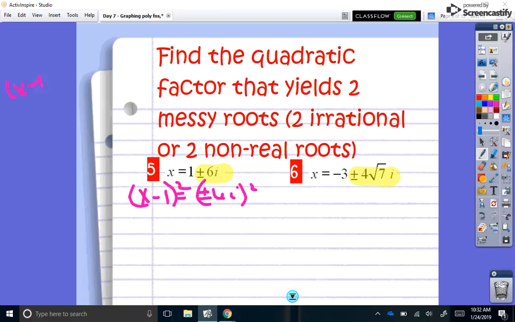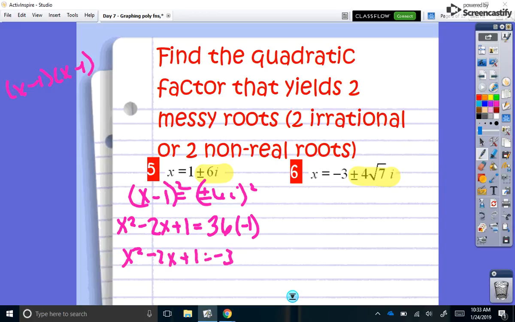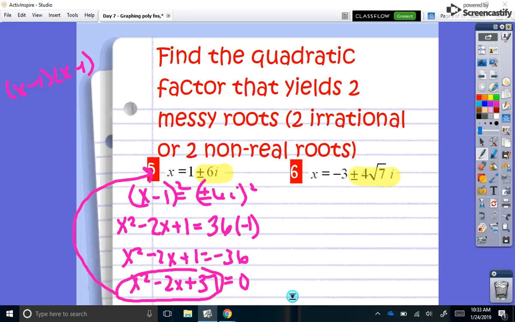You'll square x minus 1 with the FOIL method. So if you need to go off to the side and do the FOIL method, you can. Or if you know that's going to be x squared minus 2x plus 1, that'll save you some time. And that's going to give me 36i squared. Remember that i squared is -1. So x squared minus 2x plus 1 equals -36. So x squared minus 2x, if I add 36, that's going to give me plus 37 equals 0. So this is the factor that yields this solution.